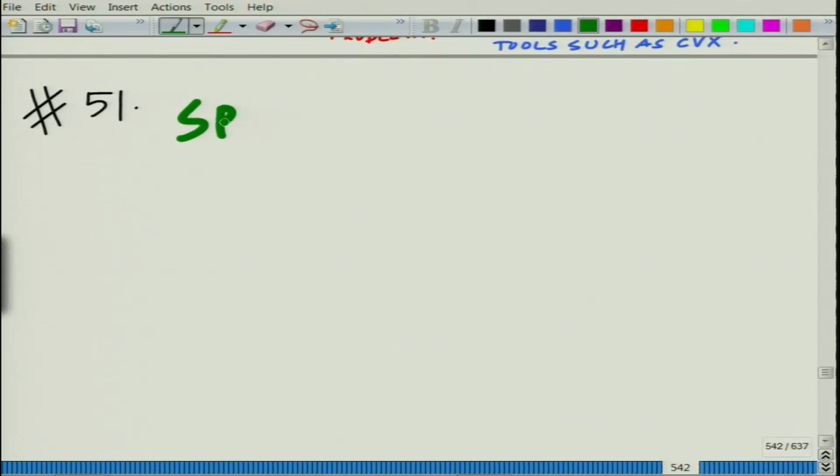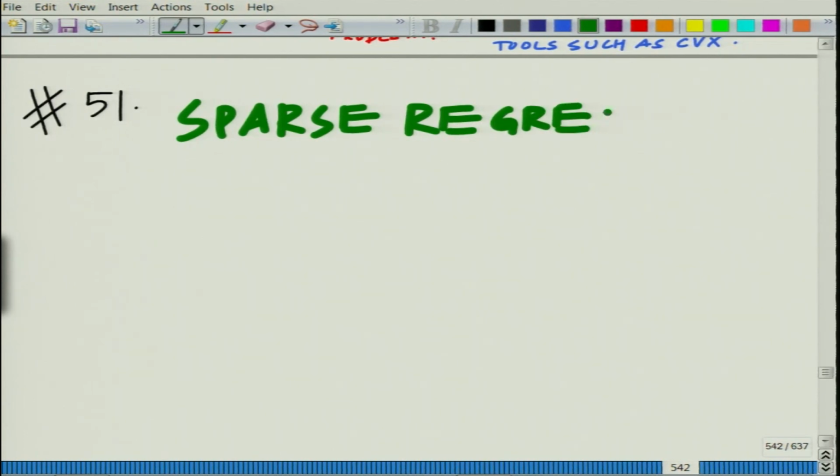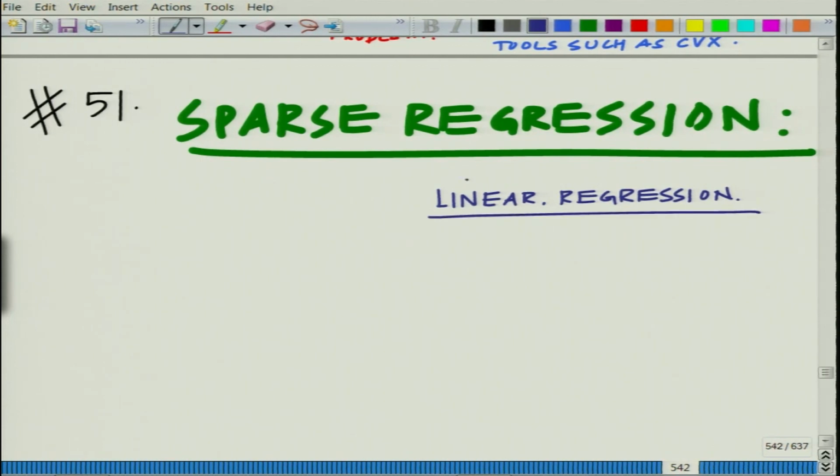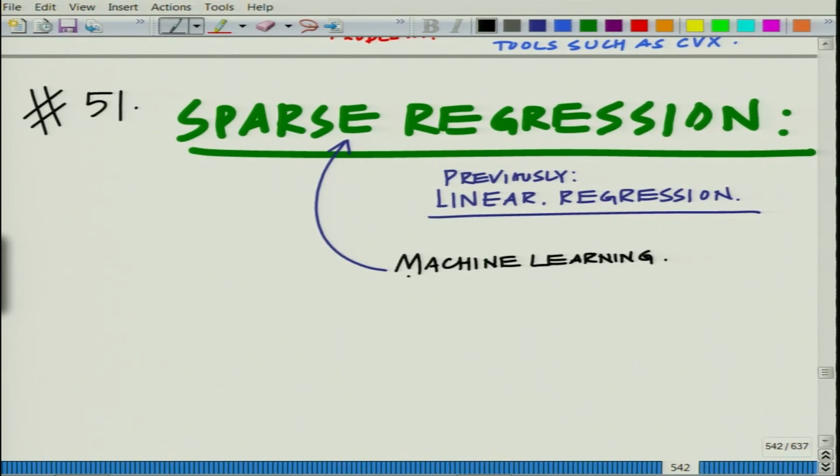So what we want to start looking at in this module is sparse regression, and what we have seen previously is basically linear regression. This is what we have seen previously, and sparse regression, naturally, is also an important technique in machine learning as well as signal processing, especially what we call sparse signal processing.